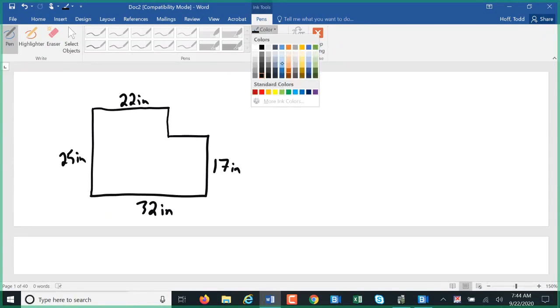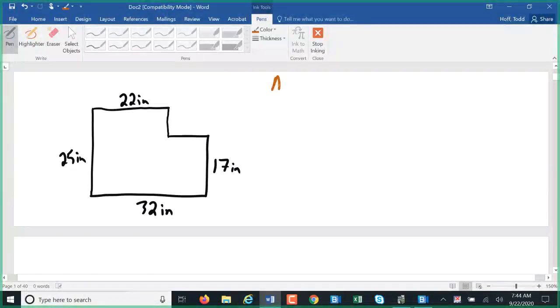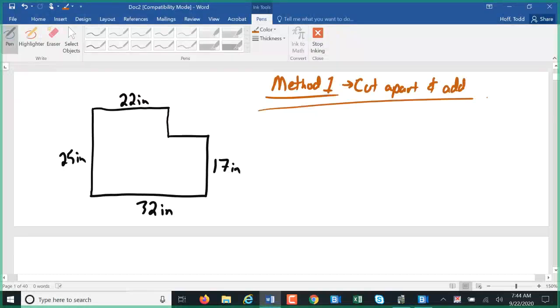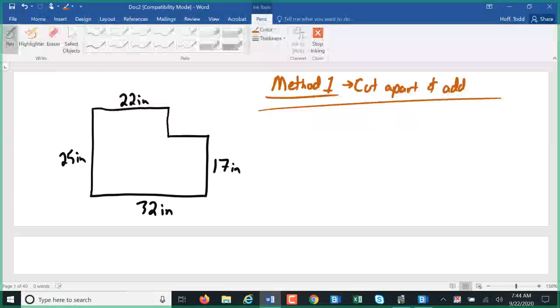There are two methods that we could use to find the area here. The first method, which I'm going to call method 1, is to cut it apart and add the pieces together, add the areas together. What do I mean by that? Well, this can be cut in a couple of different ways to create just rectangles.